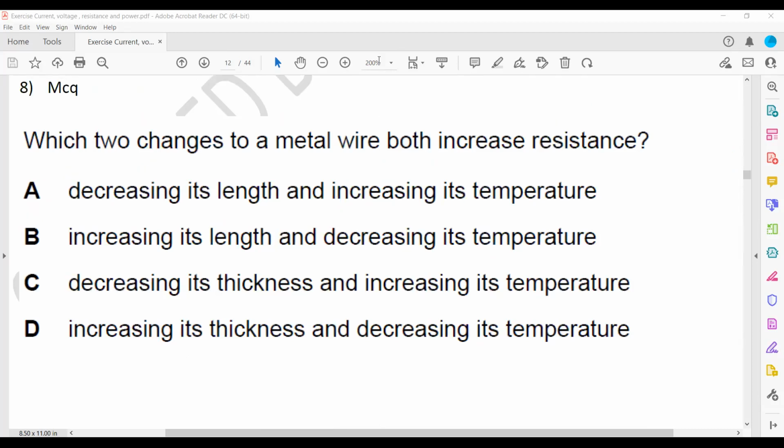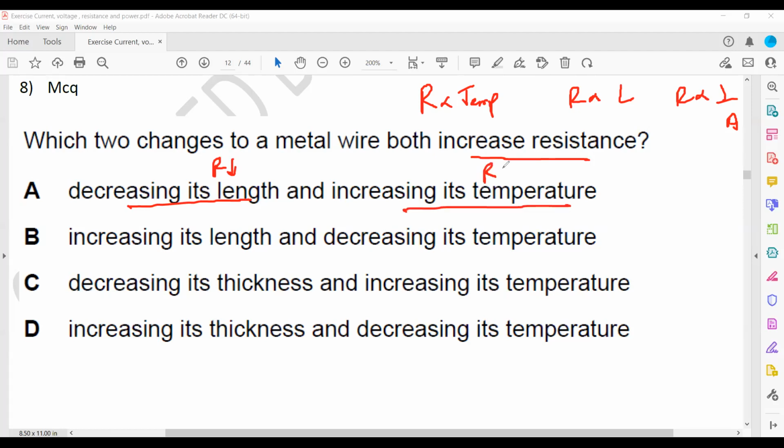Which two changes to a metal wire increase the resistance? We know resistance is directly proportional to temperature for a wire, directly proportional to length, and inversely proportional to area. We want to increase the resistance. If we decrease the length, the resistance will decrease. If we increase the temperature, the resistance will increase. So one factor is decreasing, the other is increasing, so it cannot be the answer.